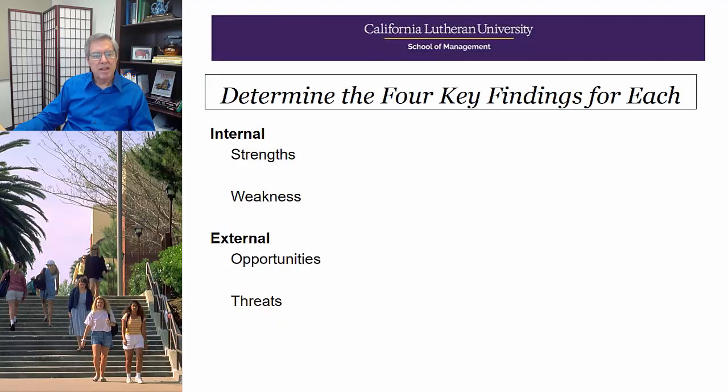Now, from that SWOT analysis, what you need to do is to determine the 4 key findings for each one of these in terms of your internal strengths, internal weaknesses, external opportunities, and external threats. What are the 4 most critical items under each one of these headings? And this will take some time to work through these and determine what they are.